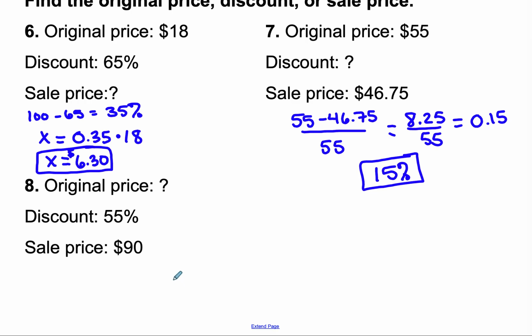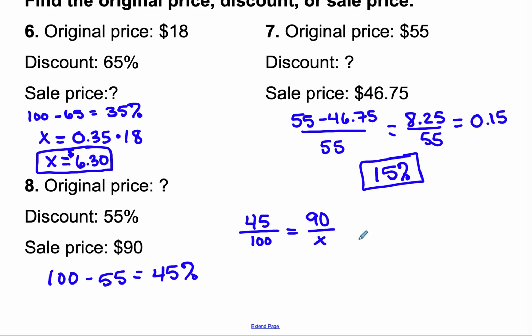All right, and number 8, we don't know the original price. We do know the discount and the sales. So we are going to subtract 100 minus 55 to figure out what percent was paid. And that's going to be 45%. I did an equation here, so I'll do a proportion on this one. 45 is our percent, 45 over 100. And then this is our whole, this is our part. So 90 over X, we don't know the original.